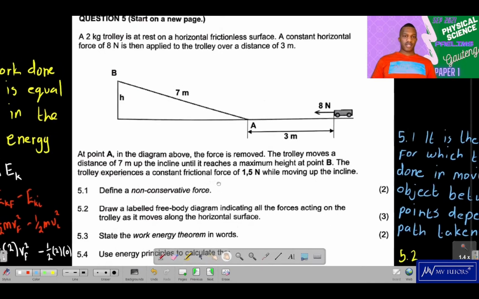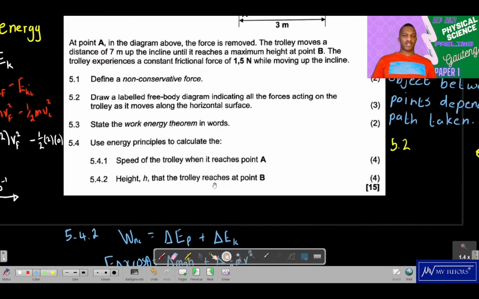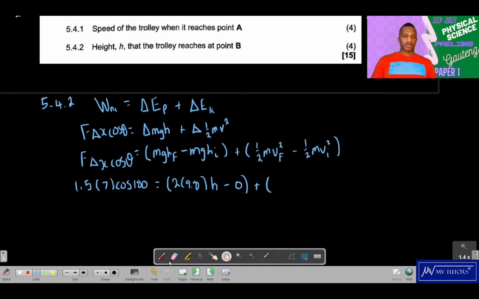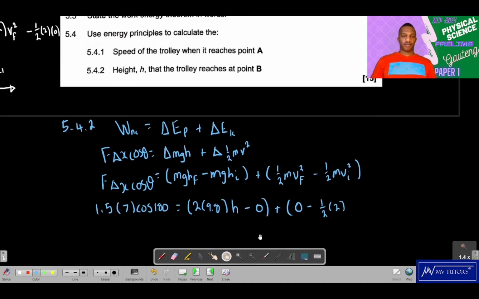Remember, this thing reaches a maximum height, meaning at B the velocity is 0. So it's coming up with a velocity there and it reaches a velocity of 0. That's going to be our maximum height. So I'm going to put 0 there, minus half. m is still going to be 2, and then our initial velocity, we calculated it over here, is 4.9. Okay, so we've got 4.9 squared.